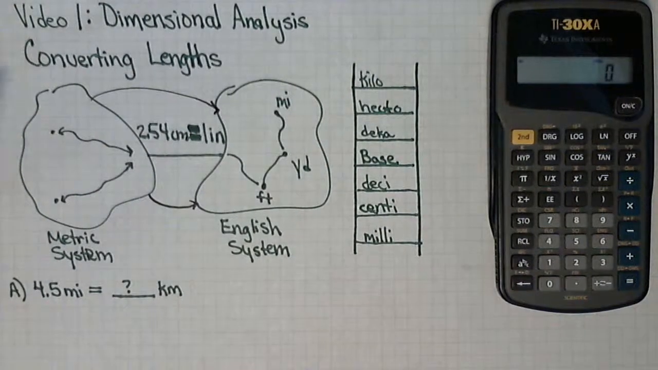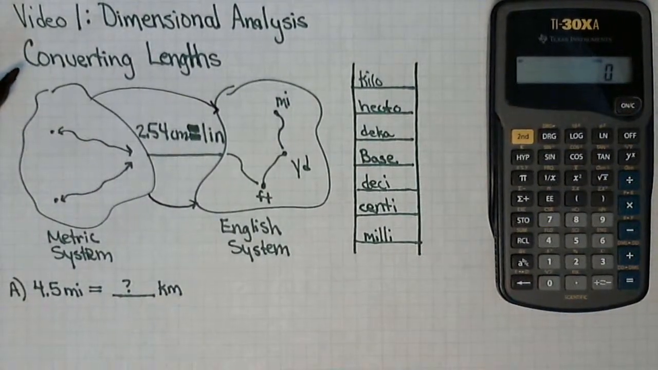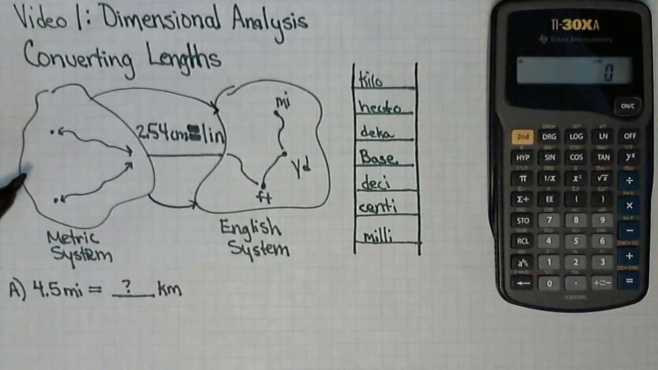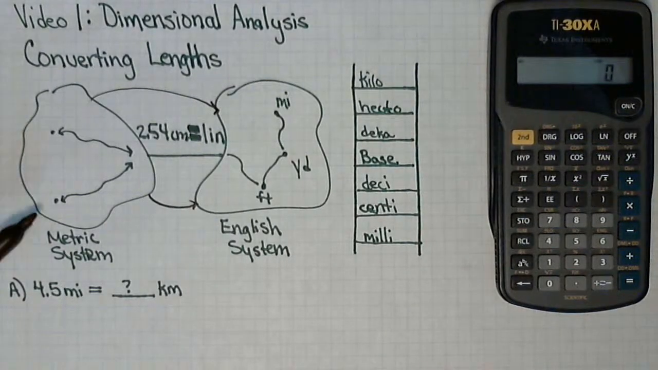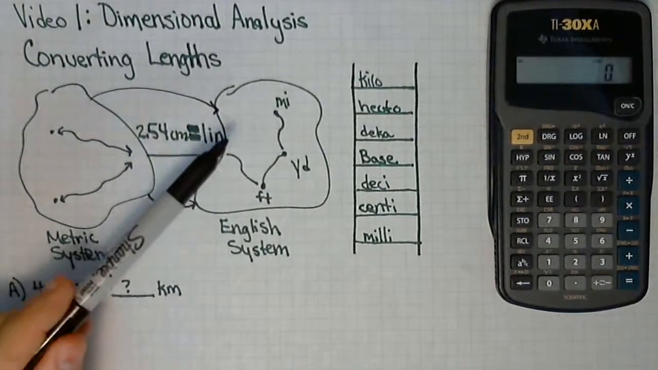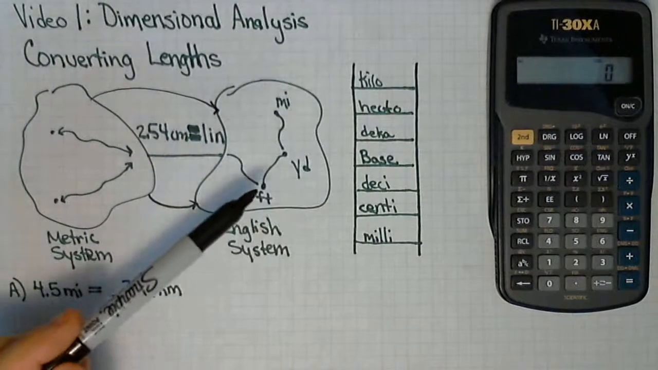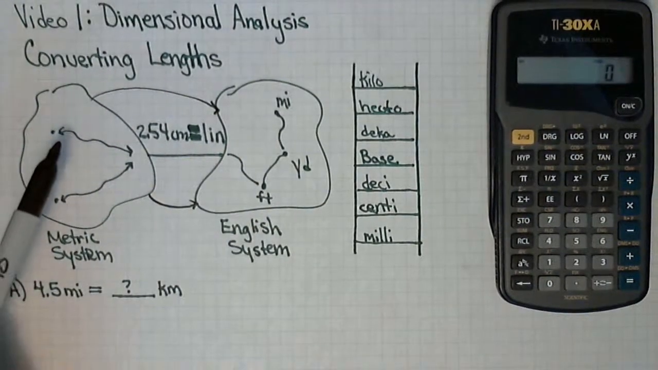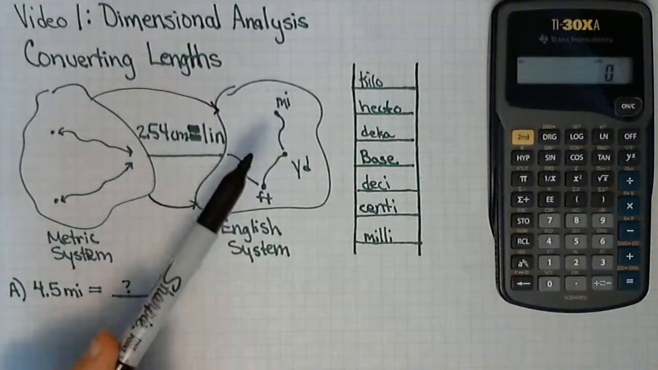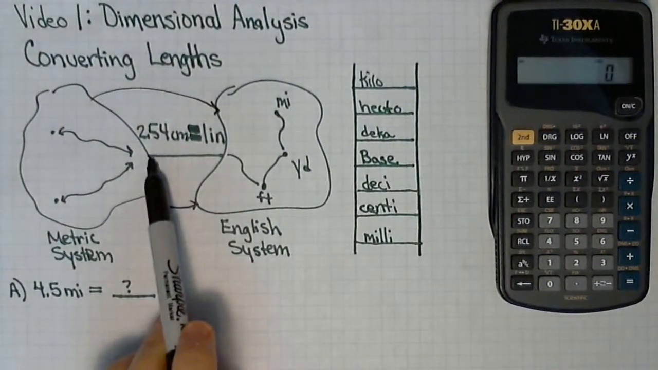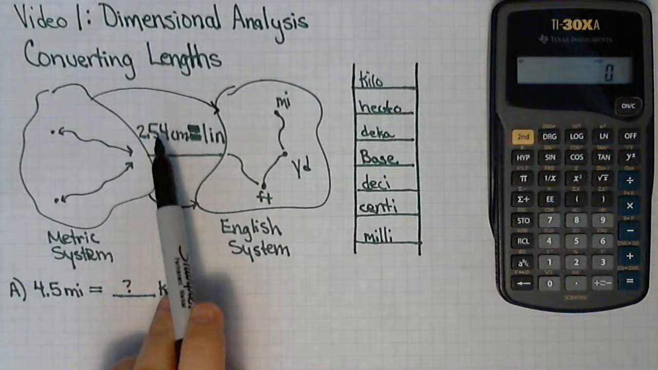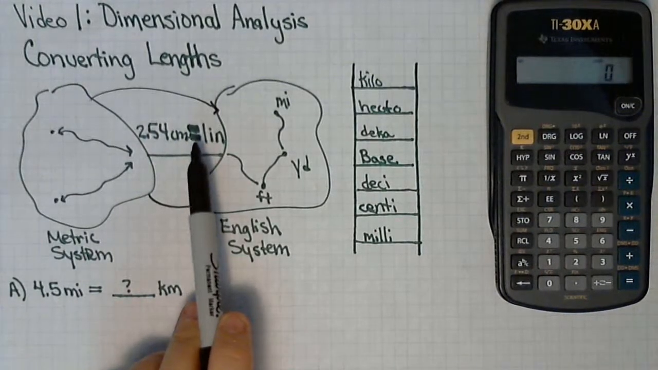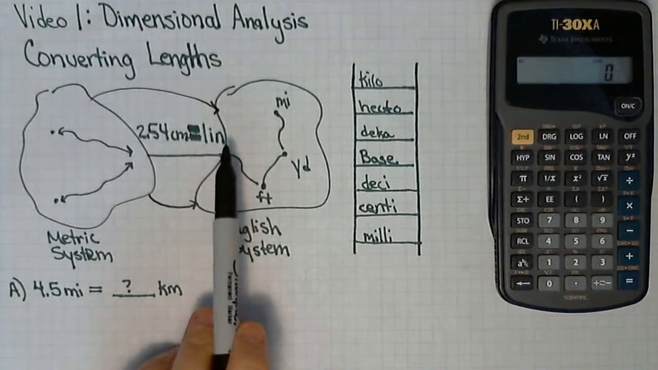Okay, in this lesson I'm going to talk about dimensional analysis, and how to convert lengths using dimensional analysis. I'm going to approach this by looking at the metric system as one island of measurement and the English system as yet another island of measurement. These islands of measurement can be transformed from one type to another by means of this bridge that we're going to cross: 2.54 centimeters is exactly equal in length to 1 inch in length.